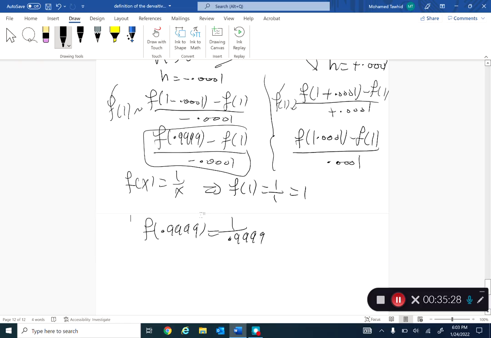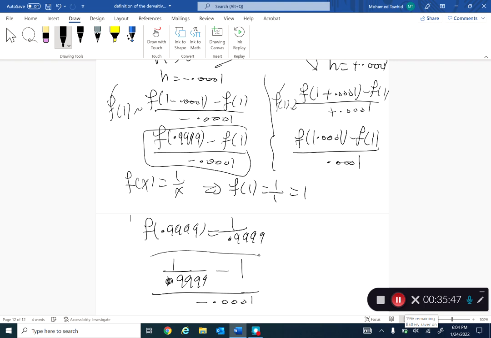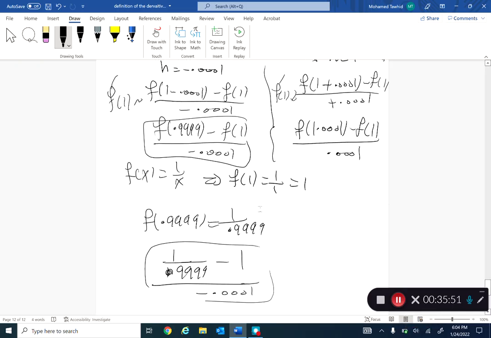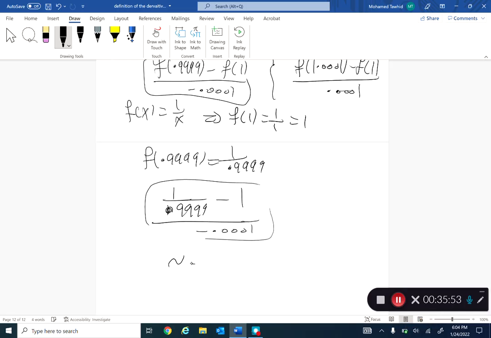So if you go back here in this equation, it will be 1 over 1.999, minus 1 over, what here? Over h, which is negative 0.001. You have to use technology for this one here, guys, and you are going to get something close to negative 1.